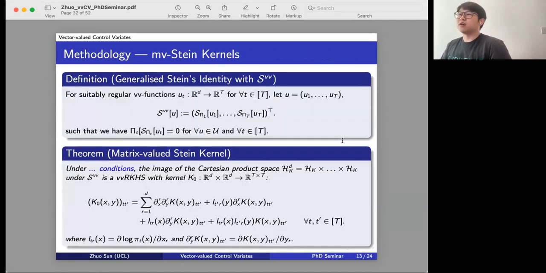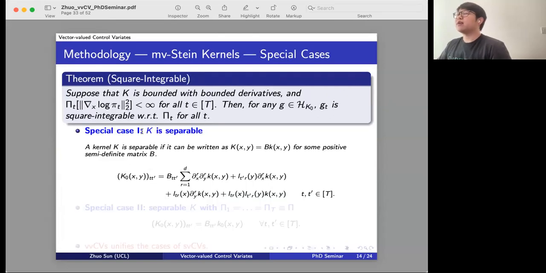So as I have mentioned, this expression is extremely difficult and computationally expensive, but it can be largely simplified. So special case one is when this base kernel capital K is separable. Recall that a kernel K is separable if it can be written in this form. Here the small k is just a standard scalar-valued kernel, for instance the squared exponential kernel and other popular kernels. And this B needs to be positive semi-definite.